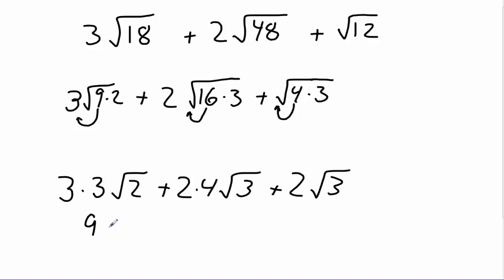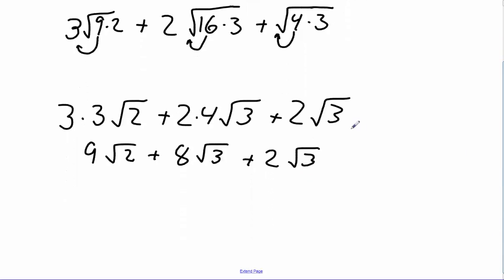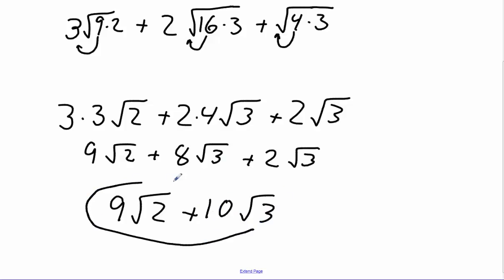So then we get 9 radical 2 plus 8 radical 3 plus 2 radical 3. Okay? The only thing left to do now that all our radicals are simplified is combine whatever radicals share the same number inside. So there's a 2 here, but no other 2's, so we can just have 9 radical 2. Then we have an 8 radical 3, a 2 radical 3 gives us a 10 radical 3. And that's it. That's your answer: 9 radical 2 plus 10 radical 3. Okay. Let's just try another one.